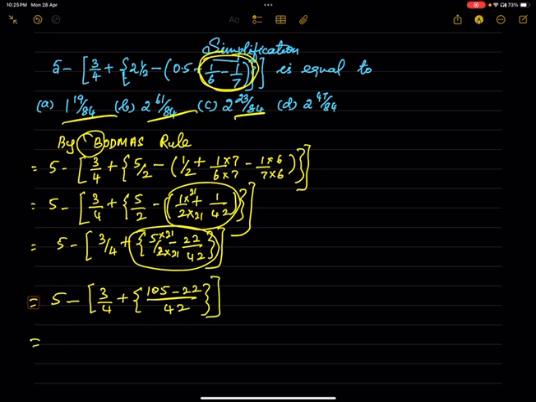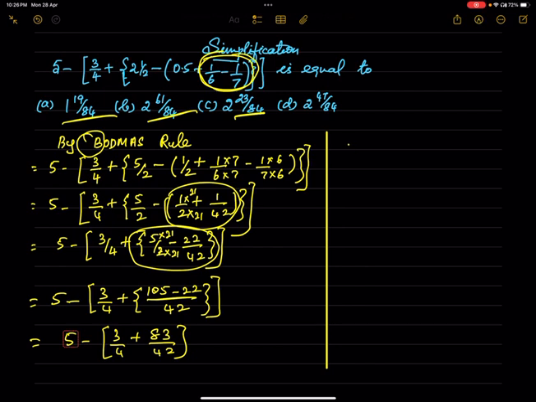What is 105 minus 22? That is 83, so 83 by 42. Next, I have to remove this square bracket. Finally, I should do subtraction. Now, 5 minus, the LCM of 4 and 42 is 84. Am I right? If you find the LCM for 4 and 42, that is 84.